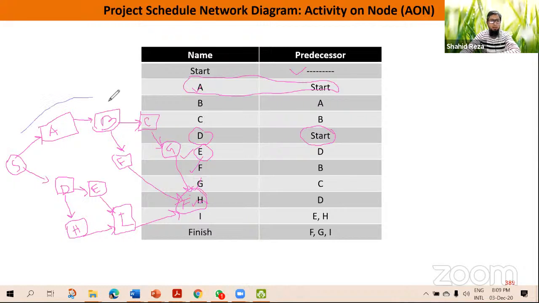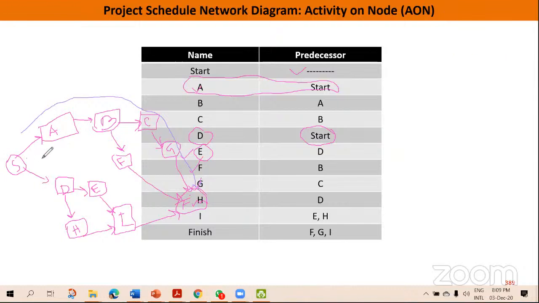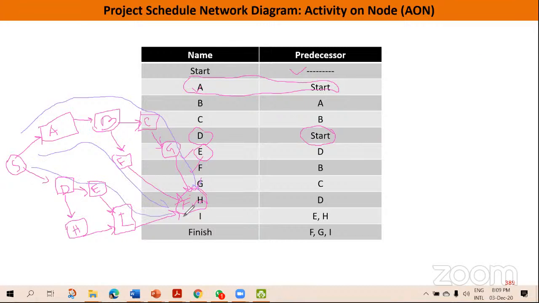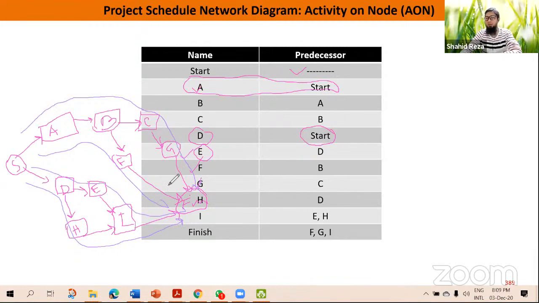So this is one path, right? Path means from start to end, in which path we can move from start to end. So this is one path, A, B, C, G. Another one is this path. Another one is this path. And the last path, the fourth path, is this one.